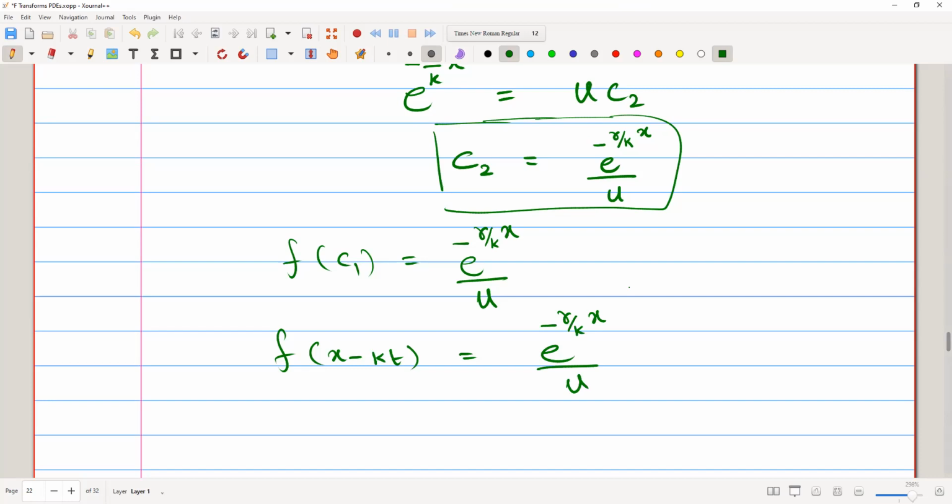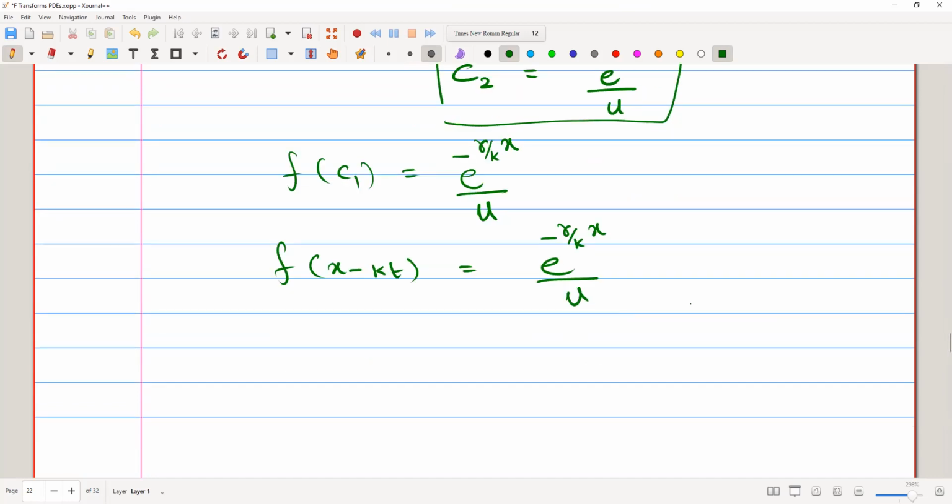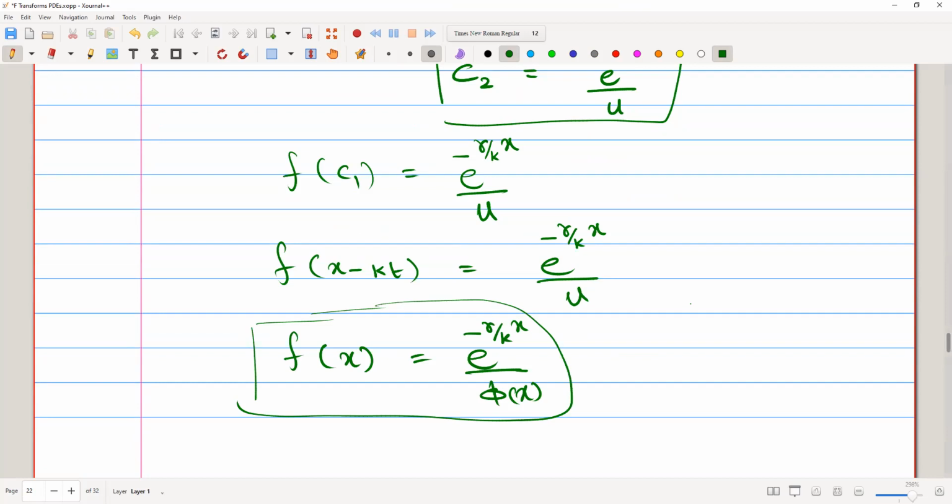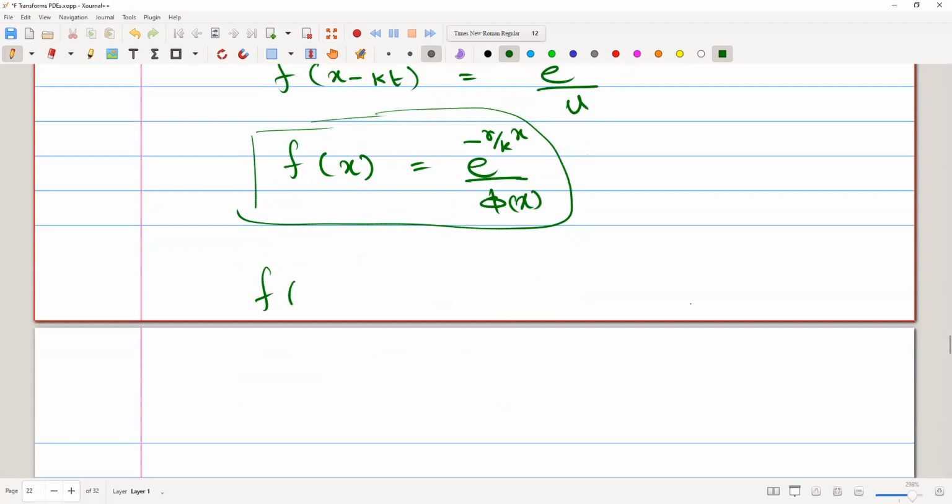Now we need to apply the initial condition, that is u(x,0) equals phi of x. So f of x equals e to the power negative r over kx divided by phi of x, in place of this u. So we have f of x equals this thing. So what we will get if we need f of x minus kt? f of x minus kt will be e to the power negative r over k times x minus kt divided by phi of x minus kt. Okay, so this is our f of x minus kt.